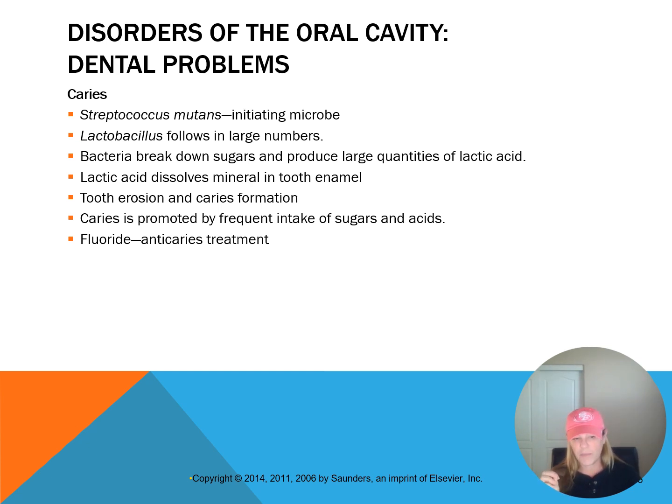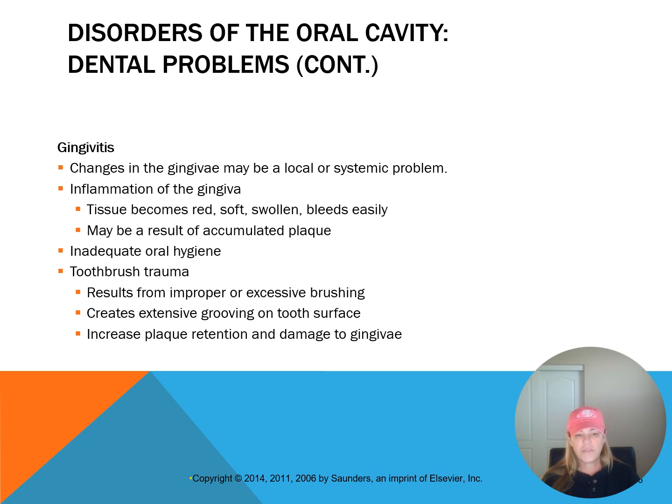Anti-cavities or anti-caries treatment is using fluoride, fluoride toothpaste, those kinds of things. That's why we have fluoride toothpaste. Gingivitis is when your gums are sensitive. They can be swollen, red, and bleed easily. It can be a result of bad oral hygiene, a result of accumulated plaque in your mouth. That's why you have to get your teeth cleaned at least once every 6 months so that plaque doesn't accumulate and cause gum disease.